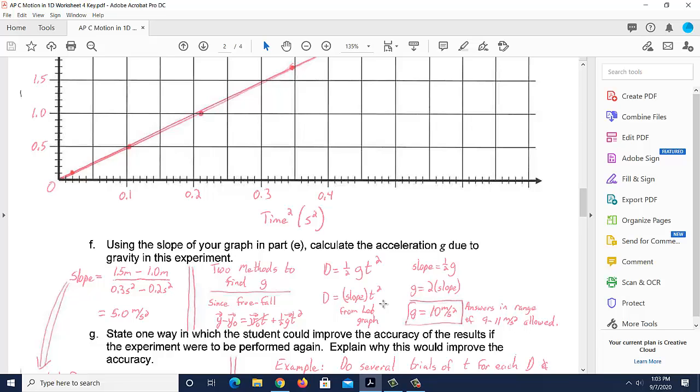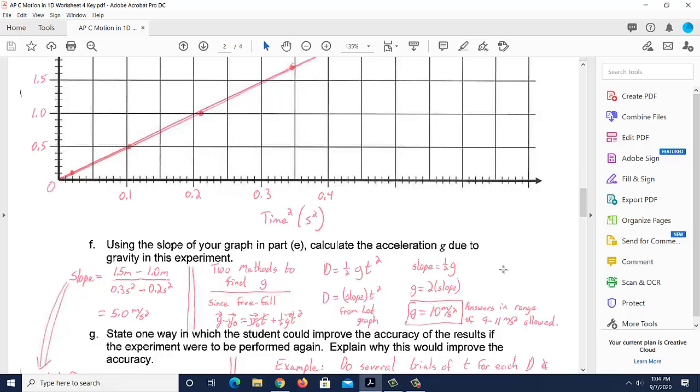Notice I did not say the slope of your data points, but the slope of your line of best fit. Sometimes the answer to the question is the slope of the line of best fit. Oftentimes, though, it's just related to it. But it's almost always got something to do with that. Now, in this case, they were explicit. They said using the slope of your graph in part E, calculate the free fall acceleration in this experiment. But they may have just said using the graph in part E, calculate the acceleration, and not said using the slope. That's probably more common.